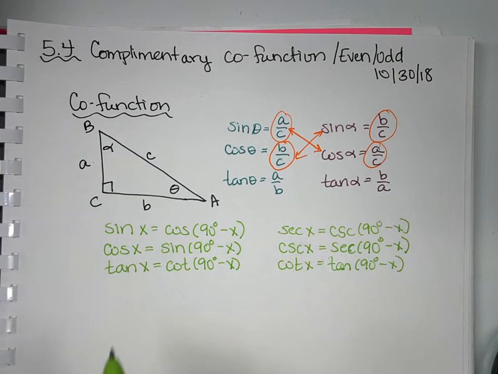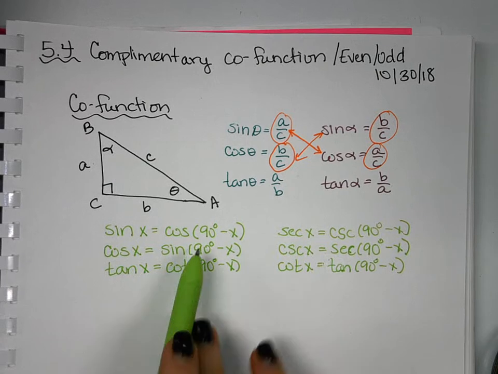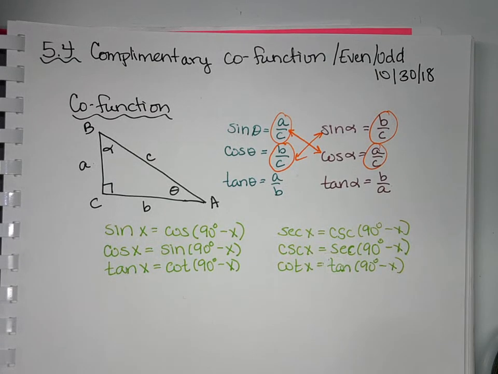So these here are called our complementary cofunctions. They're angles that are complementary but that also produce the same ratio, and it does allow us to change something from a sine to a cosine if necessary when simplifying, or from a tangent to a cotangent, or anything like that.